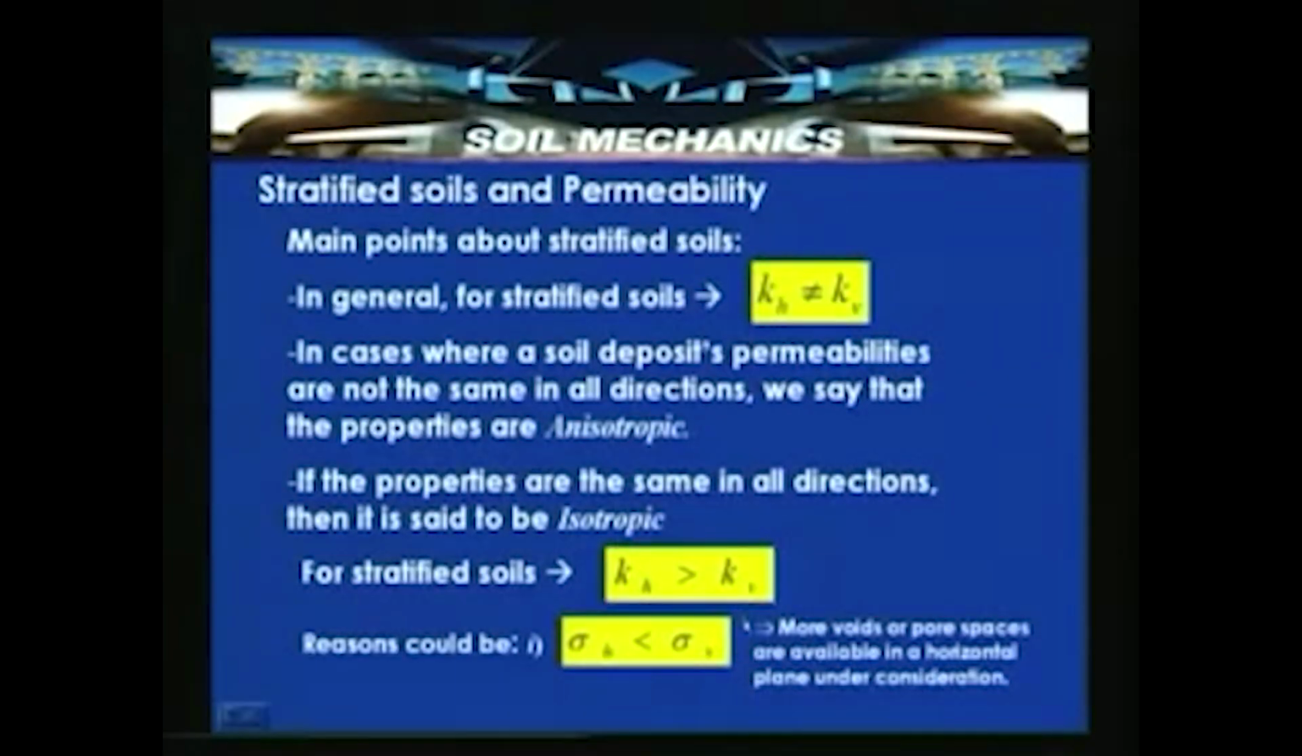As I said, because of the variation of the geostatic stresses, as sigma_h is less than sigma_v, we can say that generally it is observed that k_h is greater than k_v. The reason can be attributed to, one, sigma_h being less than sigma_v. The other, in a more detailed way, is that more voids or pore spaces are available in the horizontal plane under consideration for the flow to take place. Because of these reasons, we can explain the higher permeability in the horizontal direction than in the vertical direction.